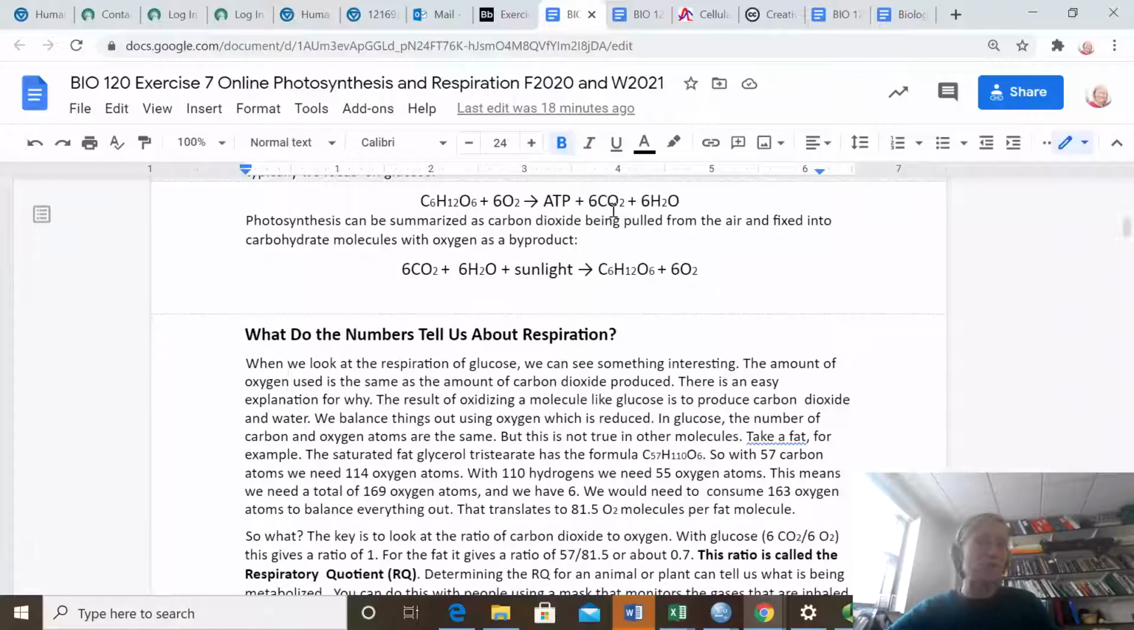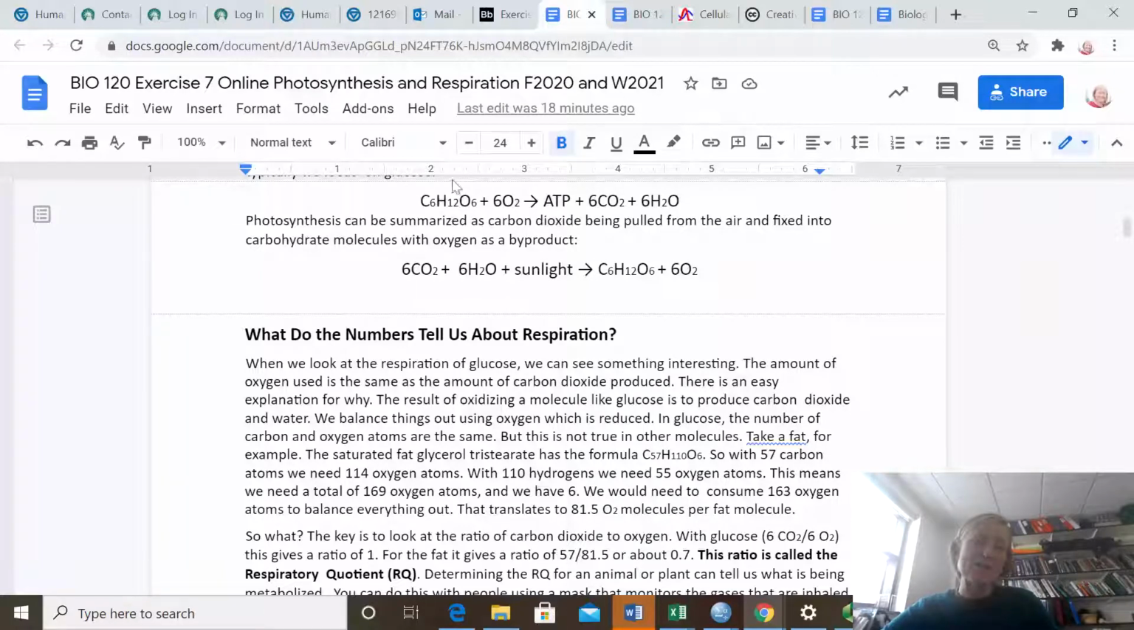The respiratory quotient is just a ratio of the amount of carbon dioxide produced divided by the amount of oxygen used. And if you are using as your fuel only glucose or sugars, then this ratio should be 6 carbon dioxides divided by 6 oxygens, or a ratio of 1. That would be our respiratory quotient.